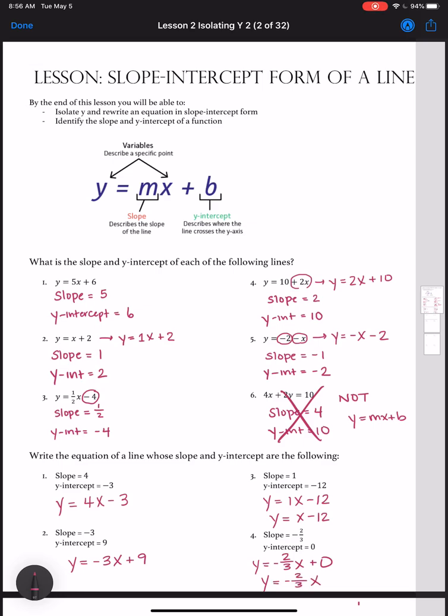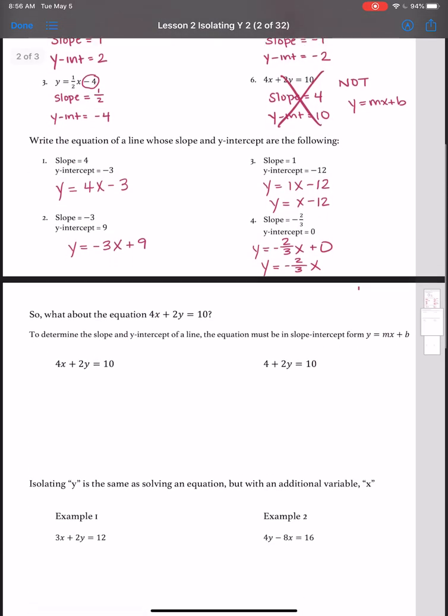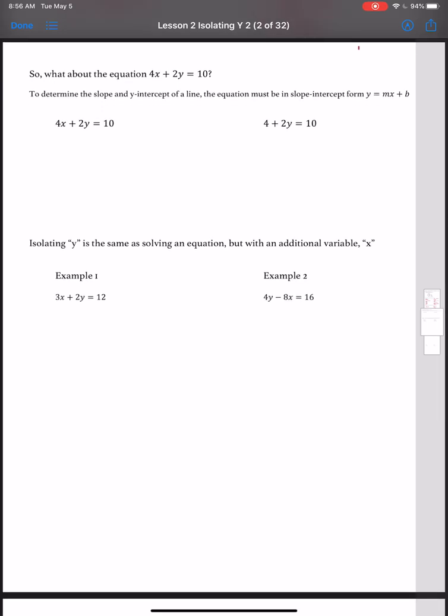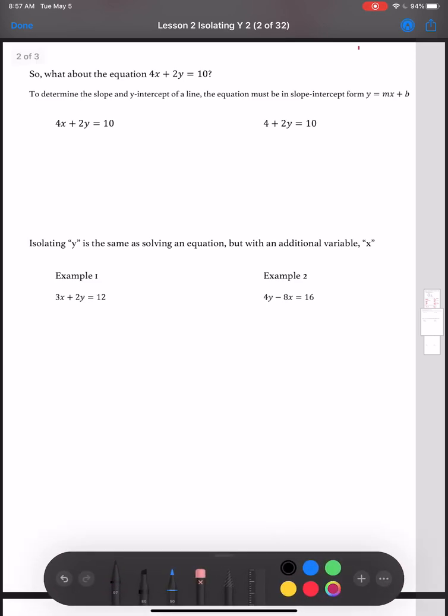Okay. So now the purpose really of this lesson. So what about the equation 4x plus 2y equals 10? What is the slope and what is the y-intercept? In order to show you this, I'm going to show you how this compares to solving an equation in one variable. So you can see here, I took the x away. We're going to solve this equation just like we would any other equation. I'm going to compare it to solving for y over here.